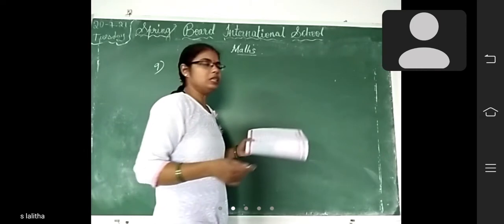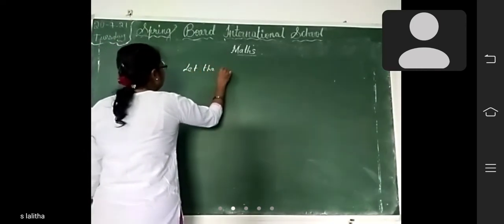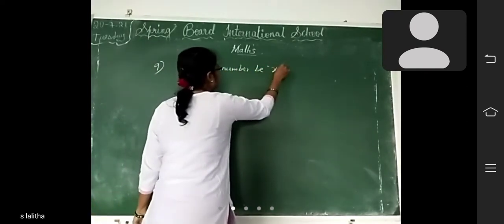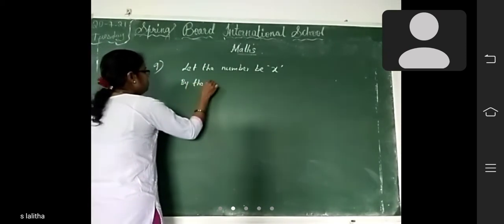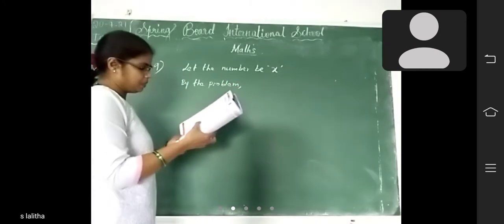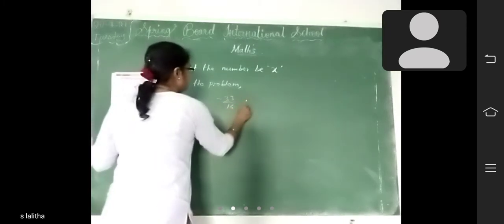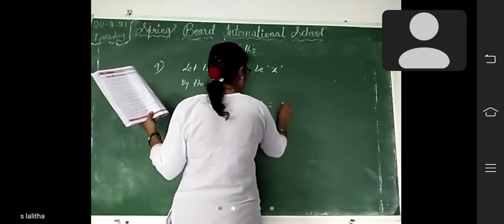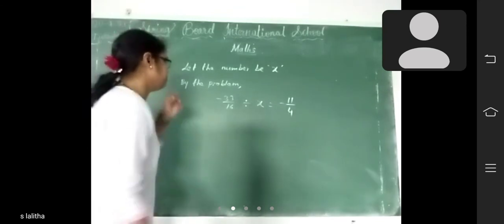We don't know, so let the number be x. Okay, now by the problem, what is given by the problem? Minus 33 by 16 divided by x equal to, what is the answer? Minus 11 by 4. That is the given question.